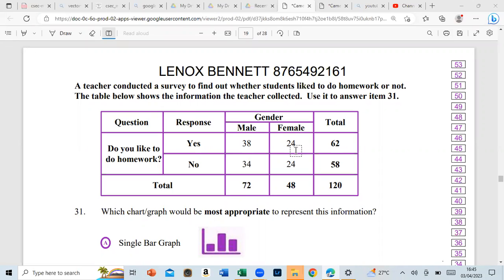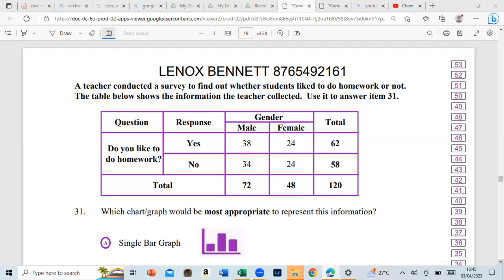Alright, it says a teacher conducted a survey to find out whether students like to do homework or not. The table below shows the information the students collected. Use it to answer item 31. And it says question, response, gender, and total. And it goes on and it says which chart or graph would be most appropriate to represent this information.